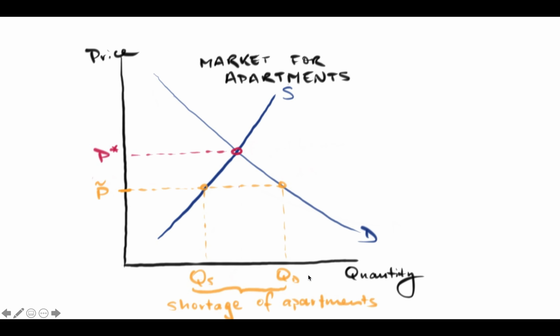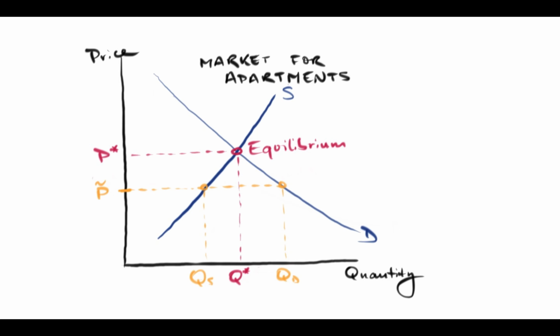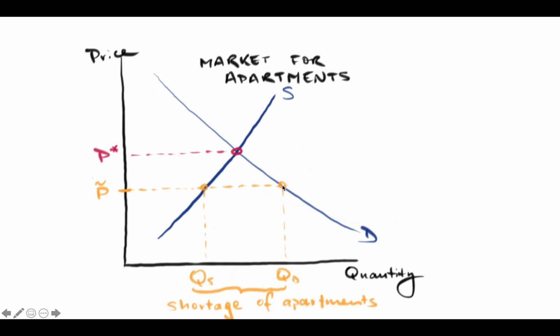So again, I'm going to go back and point out that in equilibrium, the price of an apartment would have been P star, and the number of apartments rented would have been Q star. But if there's a price ceiling, a maximum price that's set, then there will be a shortage of apartments. More people will want to rent apartments than the number of apartments that landlords would make available.